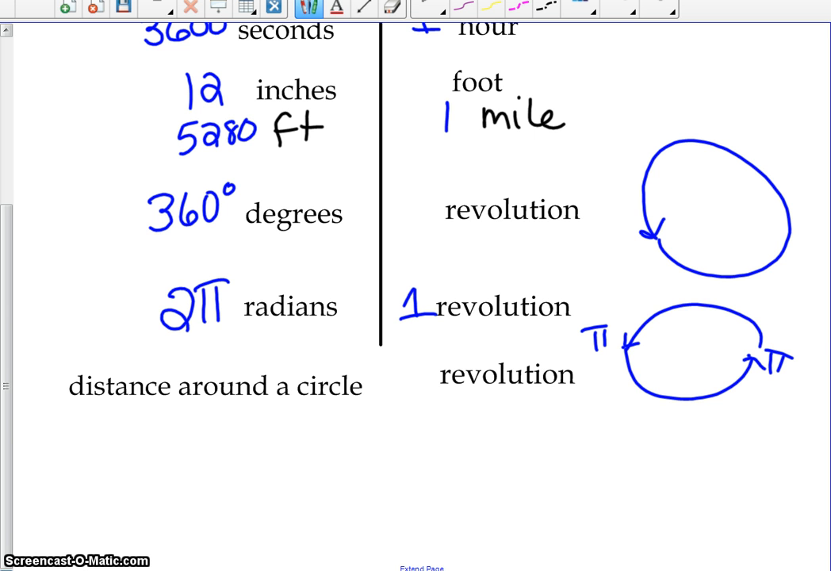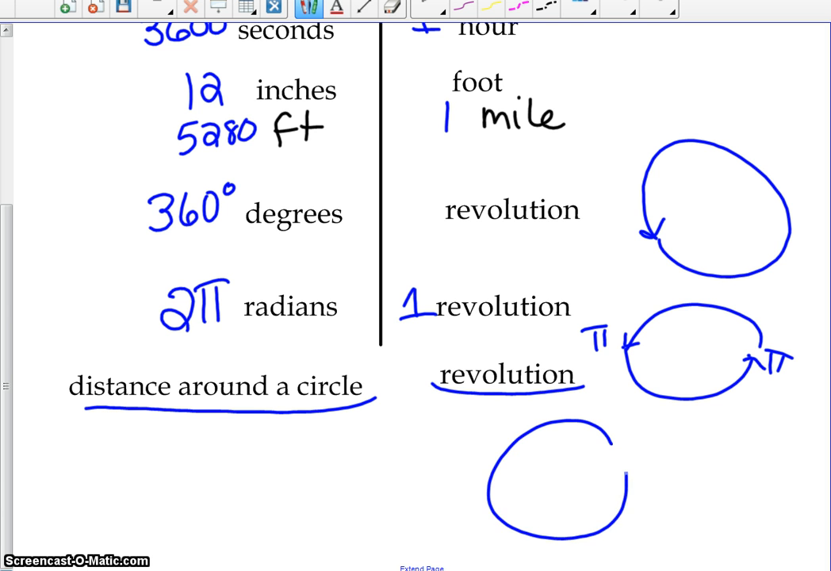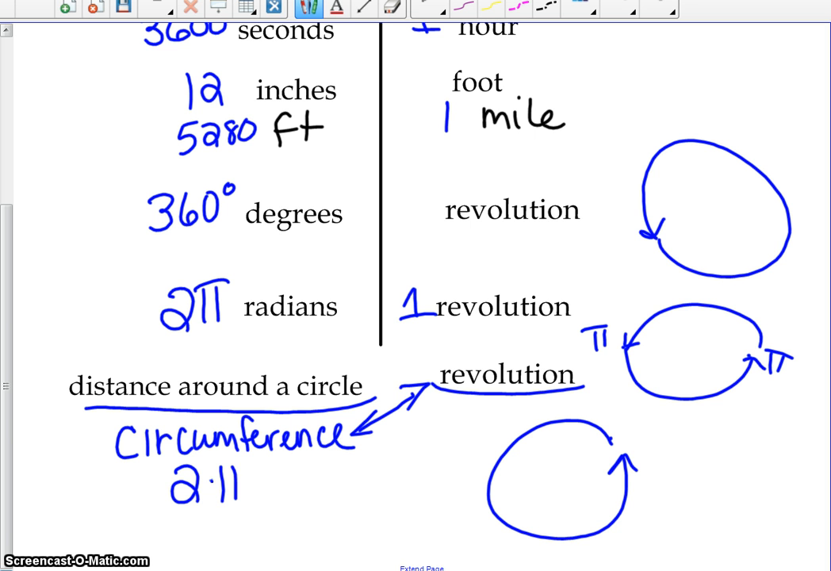The last thing we want to know is, if we have a revolution, how do we figure the distance around that circle? Well, for a complete revolution, the distance is what we call the circumference. So circumference and revolution are equivalent words for us. And the circumference formula, if you remember, is 2 times pi times the radius. So that's going to be helpful to know for some of our conversions.